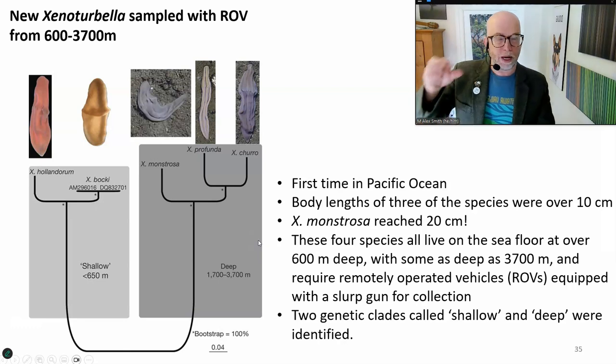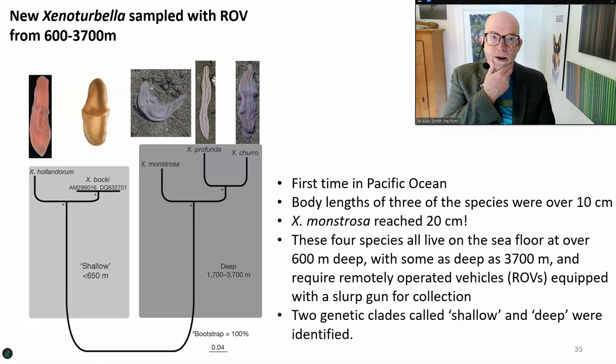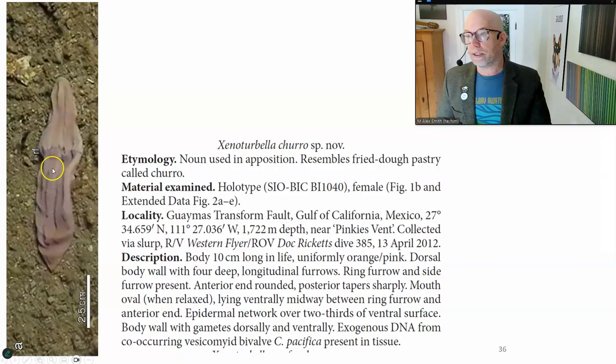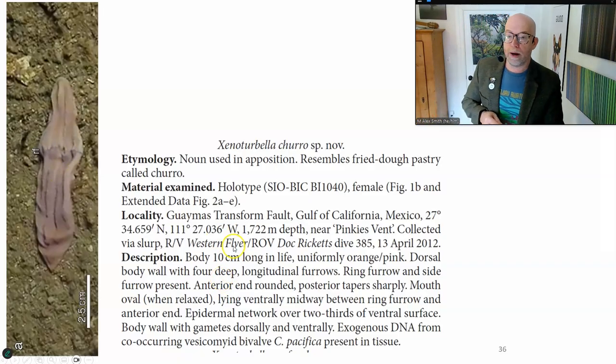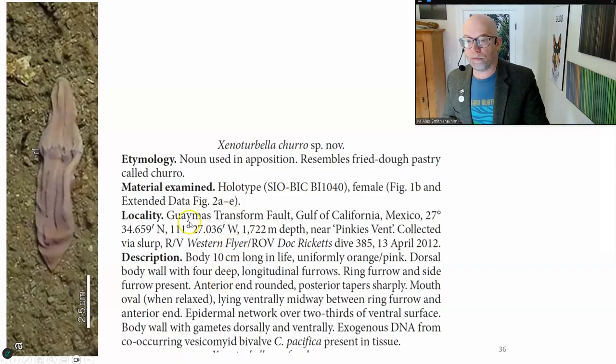Let's look. We've spent some time with species descriptions, and you're working on your species naming assignment. So this is Churro. So there's the holotype. Where did it come from? This kind of fault off of the Gulf of California in Mexico, 1,700 meters deep, and there's the dive information.